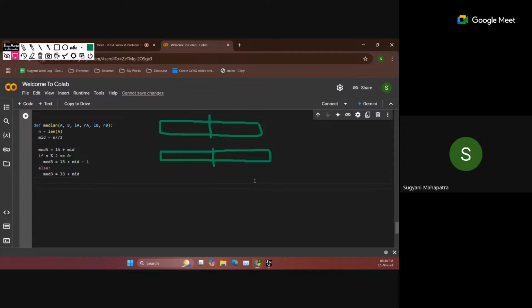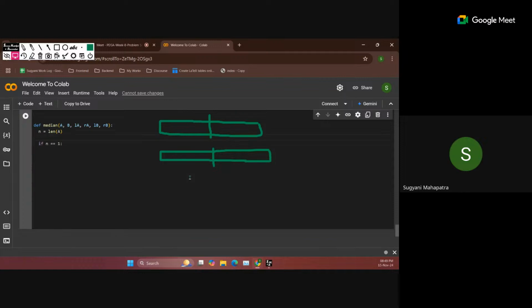Now let's look into the conditions. The first condition is if my n is equal to 1. If my n is equal to 1, then what will happen? Base case. What do we do? If n is equal to 1, then what will be the median? That itself will be the median. What is n here? N is the length. Let's forget about this part. We will look into the base cases first. If n is equal to 1, then what will happen?